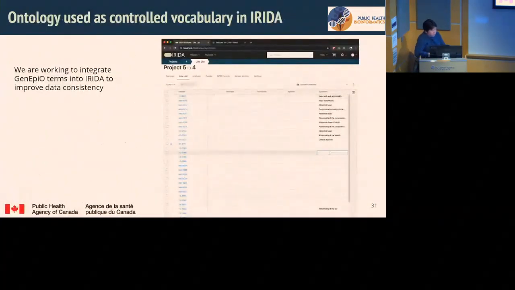Right, so one of the first applications of GenEpio is actually to put it into IRIDA, and this is work in progress to essentially use GenEpio terms on our IRIDA platform to allow a standardized vocabulary to be used. So you can see a bit of a graph here: if you start typing words in there, it would jump to relevant concepts, and you can then pick the relevant concepts to annotate the different samples that you have. So in this case, the cases might have certain symptoms that are of interest to the investigation.